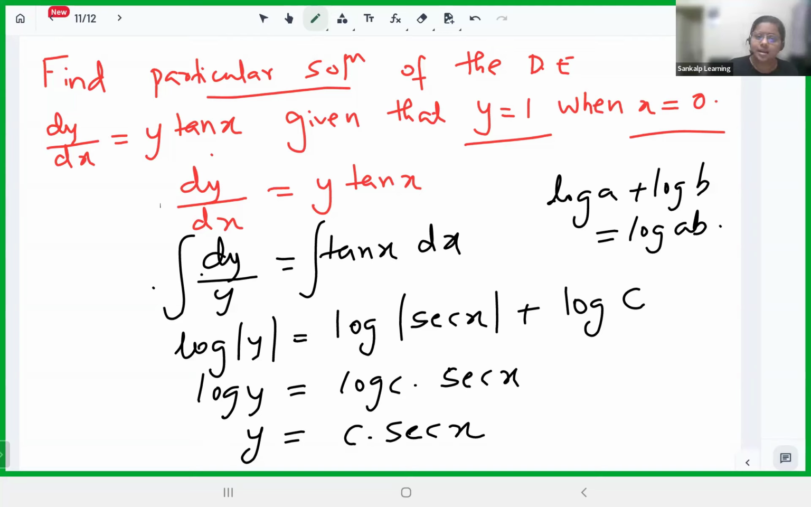Okay, this is the general solution, but you are asked to find the particular solution when y equal to 1 and x equal to 0. So put y equal to 1 and x equal to 0 in that.